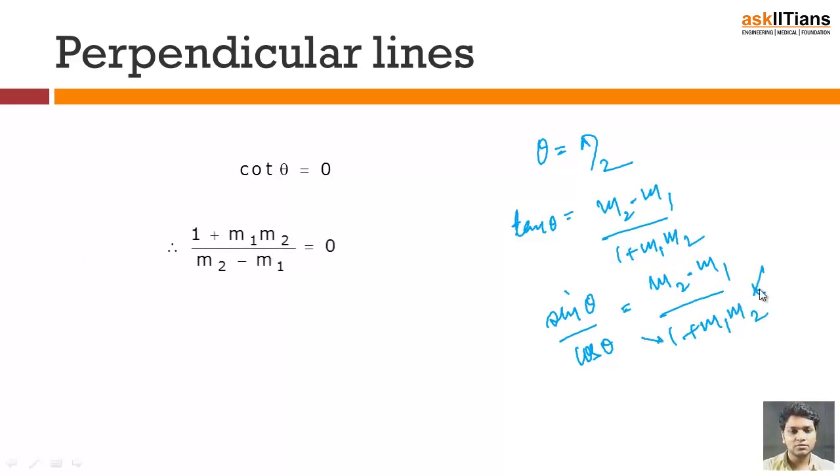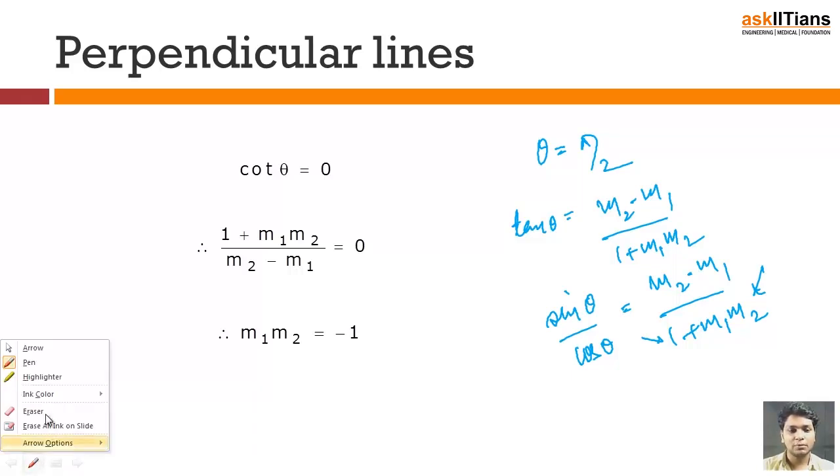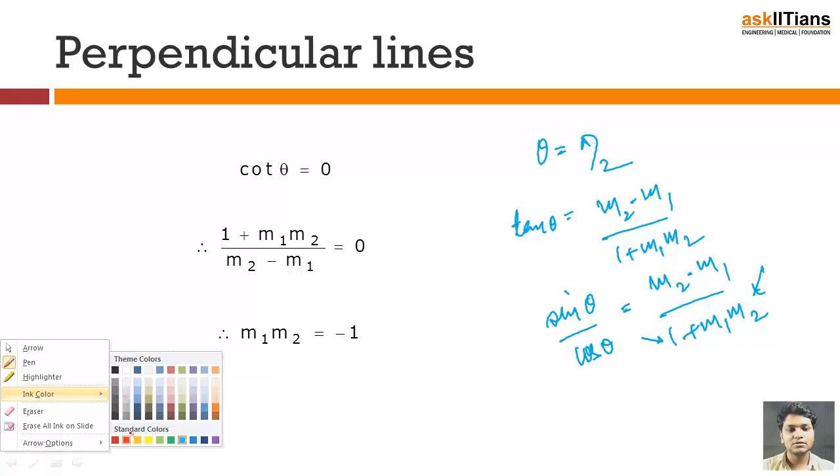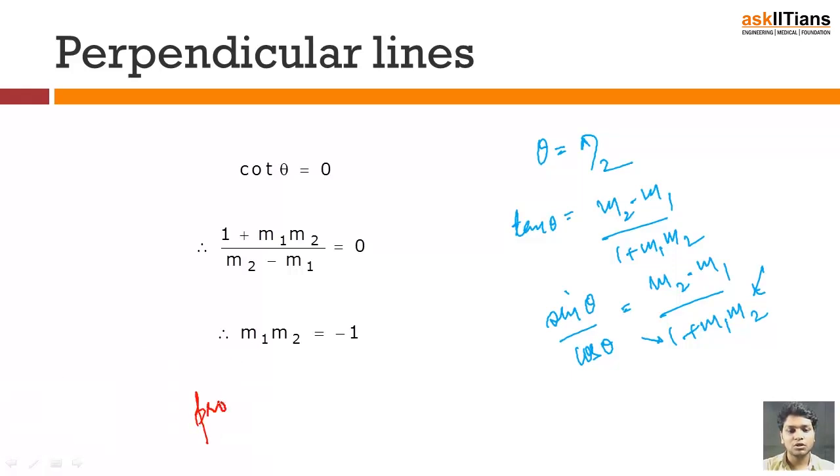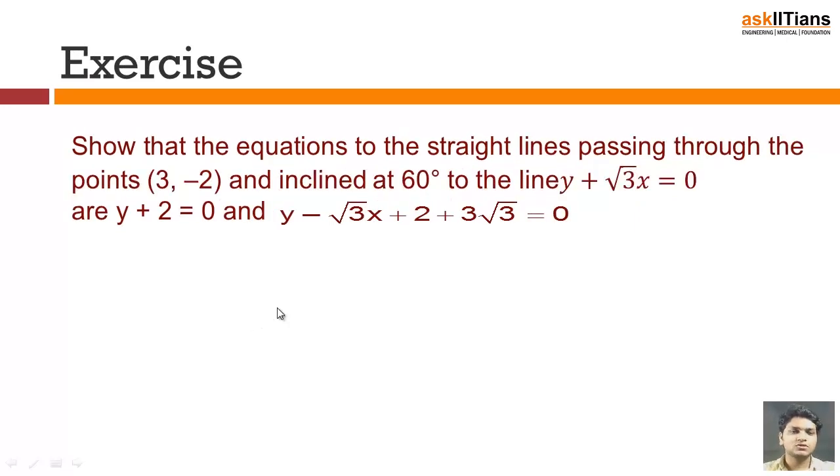So if the denominator is 0, I can very well say that cot theta is 0. So the denominator will become the numerator, and 1 plus m1 m2 will be equal to 0, and m1 into m2 will be minus 1. Whenever we have two lines, and the product of slopes, mind you, this is very important, not the sum, not the difference, it is just the product of slopes, is equal to minus 1, then we will say that those lines are perpendicular to each other. As we have read the various concepts, let us try to implement them by doing questions.